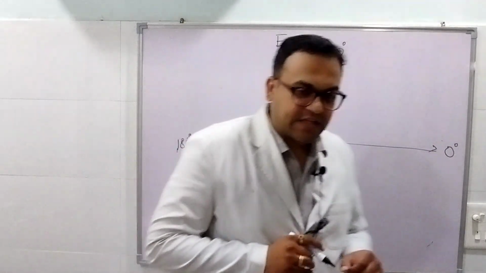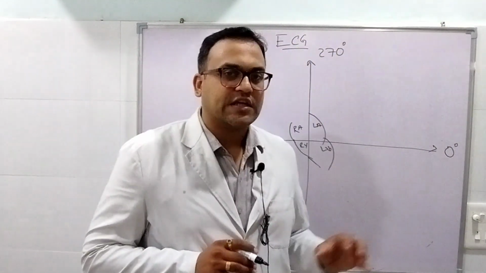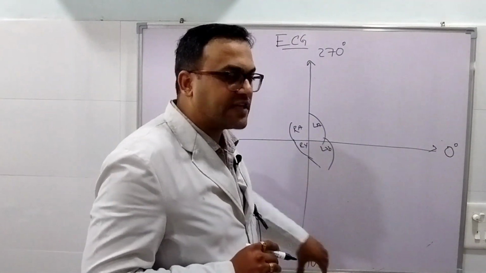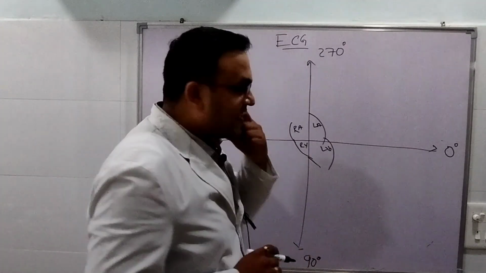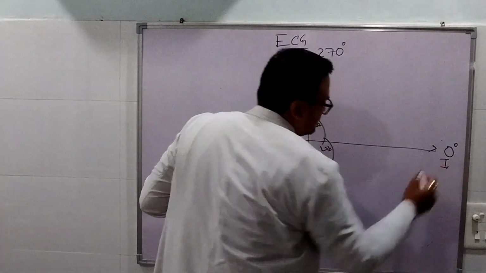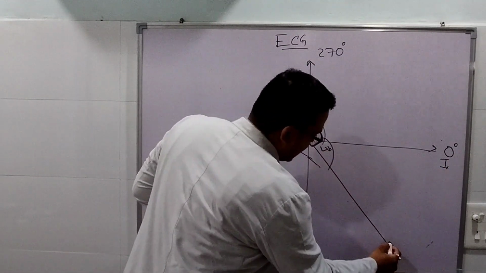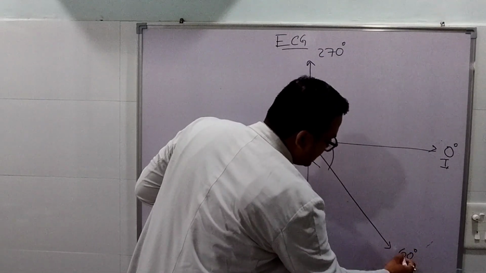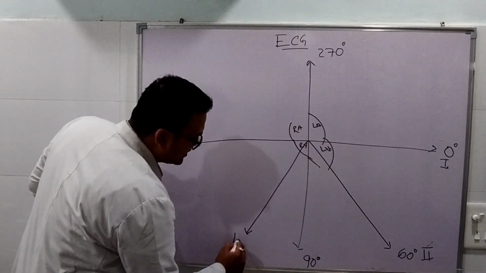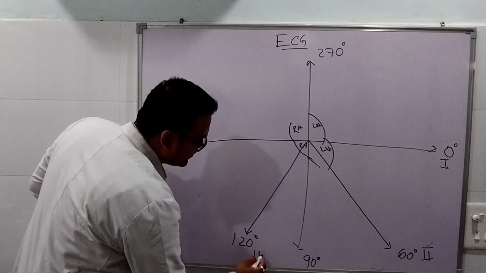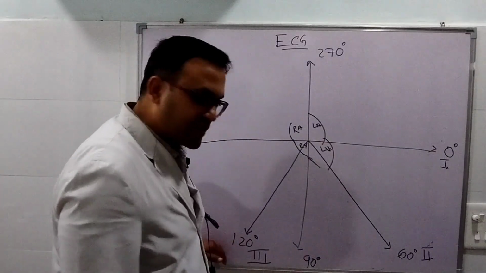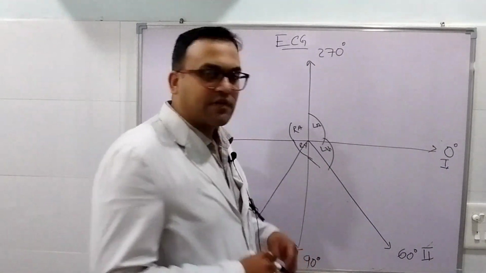So what is a lead? Lead is basically a camera which is looking at our heart from different angles. Different leads are looking at our heart from different angles. So at 0 degree we have lead 1. At 60 degrees there is lead 2, and at 120 degrees we have lead 3. So remember, lead 1, lead 2 and lead 3 are placed at 60 degrees from each other.